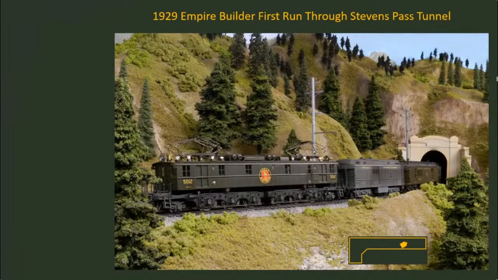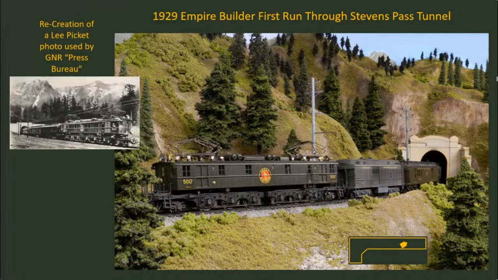Another one that falls into that category, even though I model 1951, is from 1929, when the first Empire Builder ran through the new Stevens Pass tunnel. It's actually, I'll show you in just a second, a photo that looked very similar to this. So I've tried to replicate that. Now that photo is shown to the left here. It was a Lee Pickett.